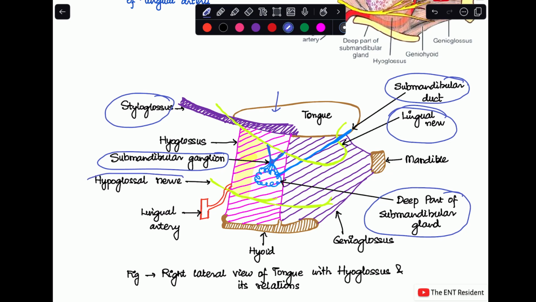Next structure is the hypoglossal nerve, which is the nerve supply for most of the muscles of the tongue, except for palatoglossus. And last is the lingual artery. So you can see these are the lateral relations of the hyoglossus if you go from above downwards, which lie in between the hyoglossus and the mylohyoid muscle. So just copy this diagram and you can reproduce it in your papers, and it will be easy for you to remember as well as visualize it in front of your eyes.